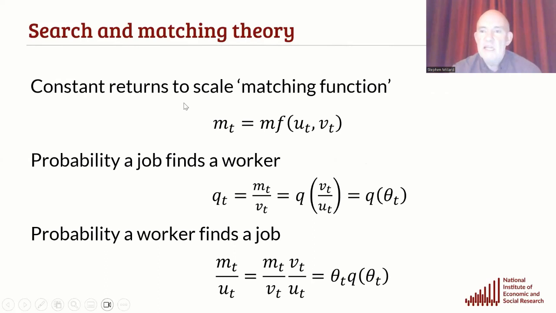The key thing in search and matching models is a constant returns to scale matching function. So this is what it looks like in maths. What does that actually mean? It means suppose I have U unemployed workers and I have V vacancies at the start of a period, say. By the end of that period, we will have M new matches formed, M_t new matches formed.